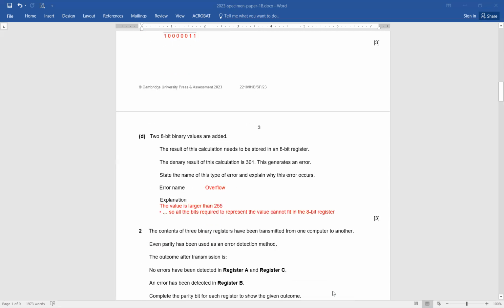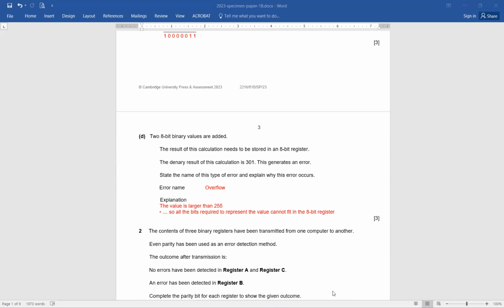Now, part D, 2 8-bit binary values are added. The result of this calculation needs to be stored in an 8-bit register. The denary result of this calculation is 301. This generates an error. State the name of this type of error and explain why this error occurs.